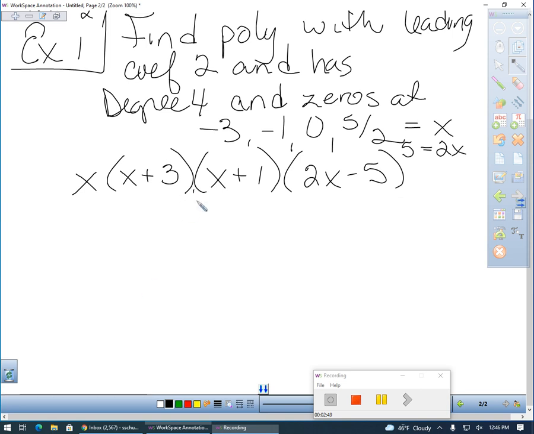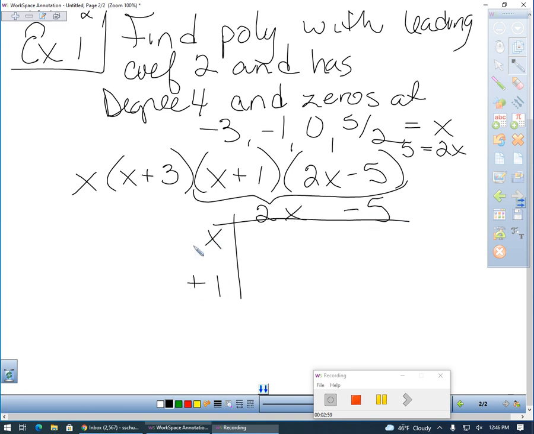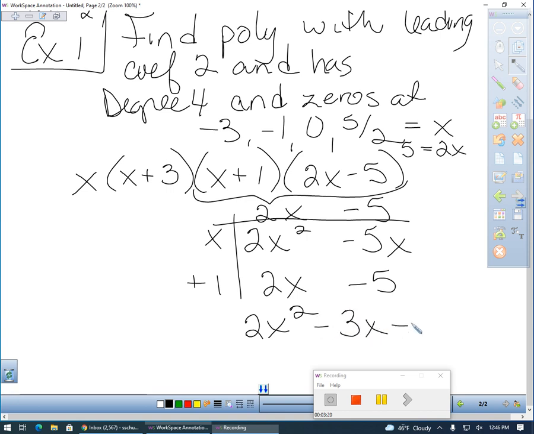So I'm going to start by multiplying my last two first because those are the two tougher ones. So I'm going to do a little box. I'm going to put 2x minus 5 on the top. X plus 1 down the side. X times 2x is 2x squared. X times -5 is -5x. 2x times 1 is 2x, and -5 times 1 is -5. So we have 2x squared minus 3x minus 5.